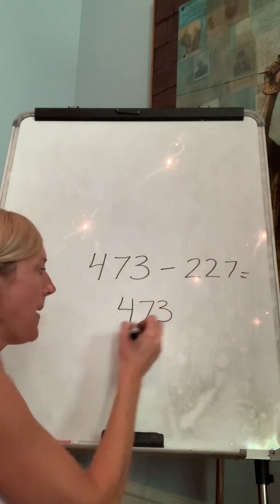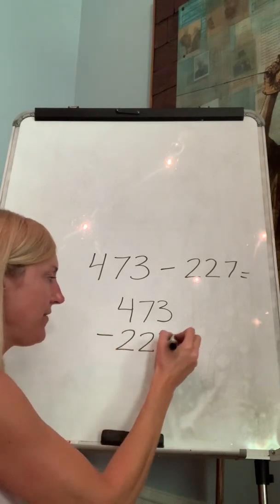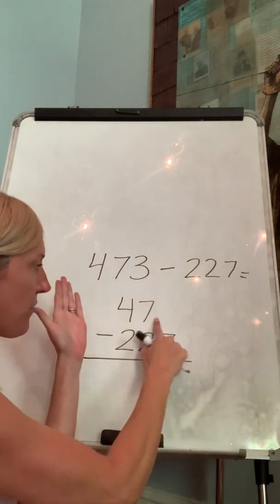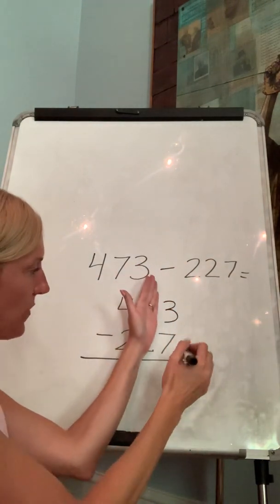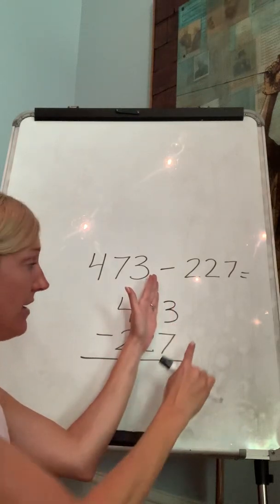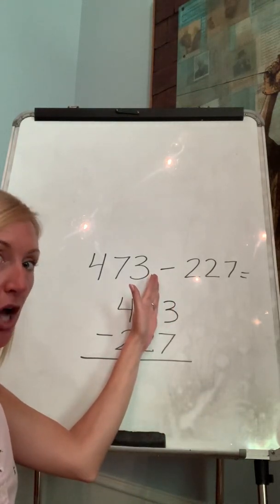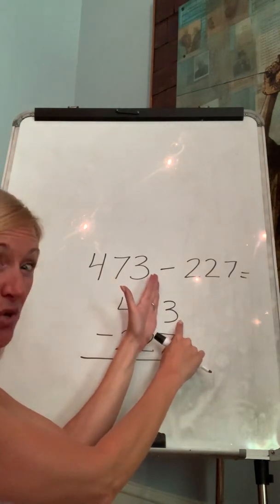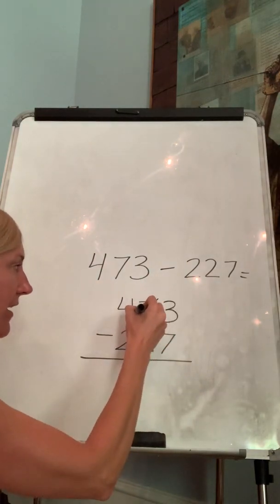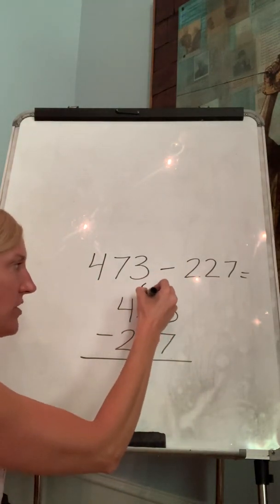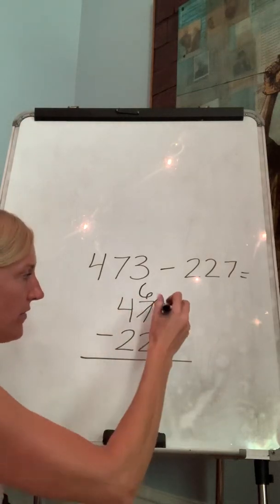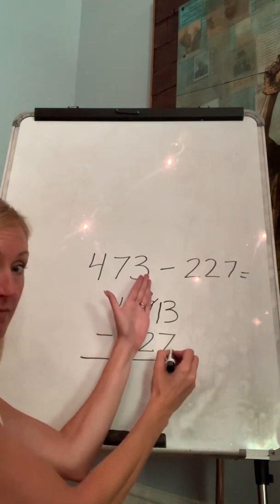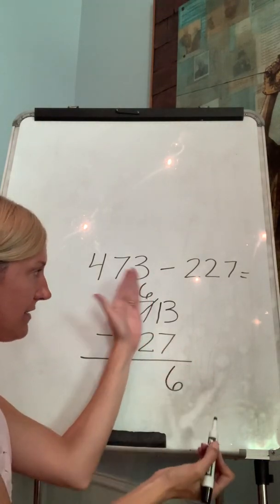473 donuts minus 227 donuts that we sold equals, I'm going to start with the ones. I'm going to scoot my 3 over just a little bit. Okay, start with the ones. I'm going to ask myself the question, is my number on top larger or greater than the number on the bottom? No, 3 is too small. I need to make it bigger. So I'm going to take one of my 10s from here, so I only have 6 over here, and I'm going to move one of them over here. Now I have 13 minus 7 equals 6.